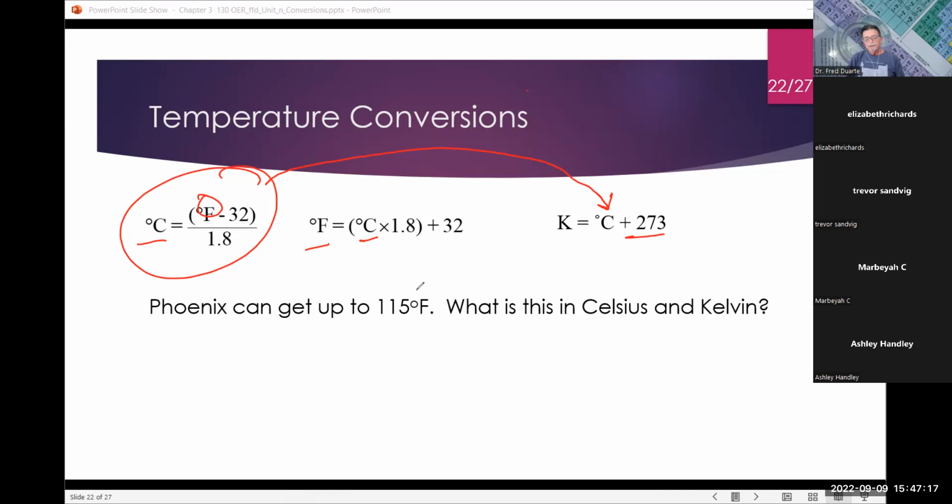So with that in mind, try this at home. 150 degrees Fahrenheit, convert that to Celsius, and then convert that to Kelvin. Try that at home. You should come up with 46 Celsius and 319 Kelvin. Okay.